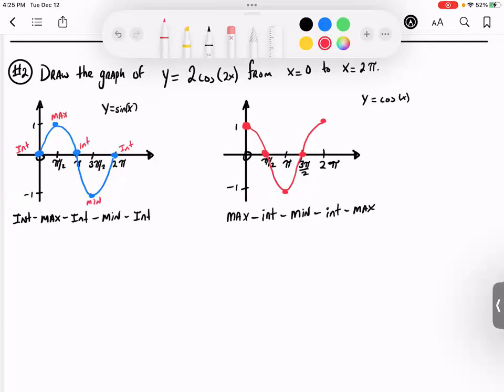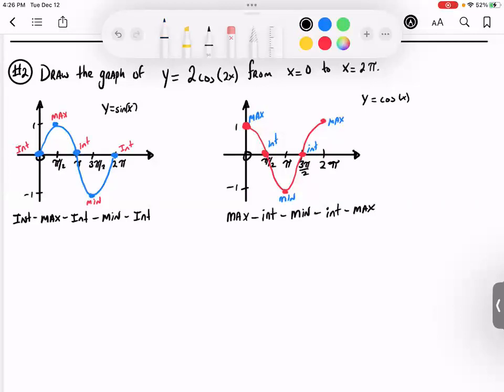On the other hand, cosine from 0 to 2 pi, the 5 key points happen all at multiples of pi over 2 or 90 degrees, but it's a little bit different. From 0 to pi is where it's decreasing. So we begin with a maximum value, then an intercept, then a minimum, then intercept, then maximum. All right. So you can follow this little pattern just to help you out with making these graphs.